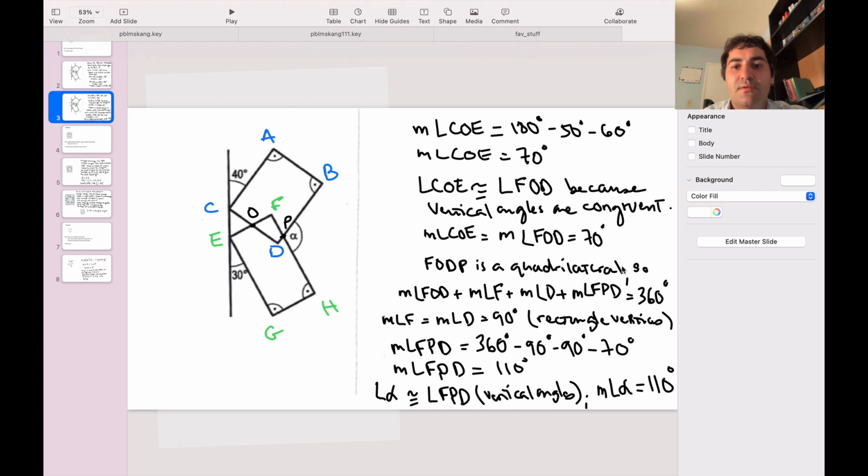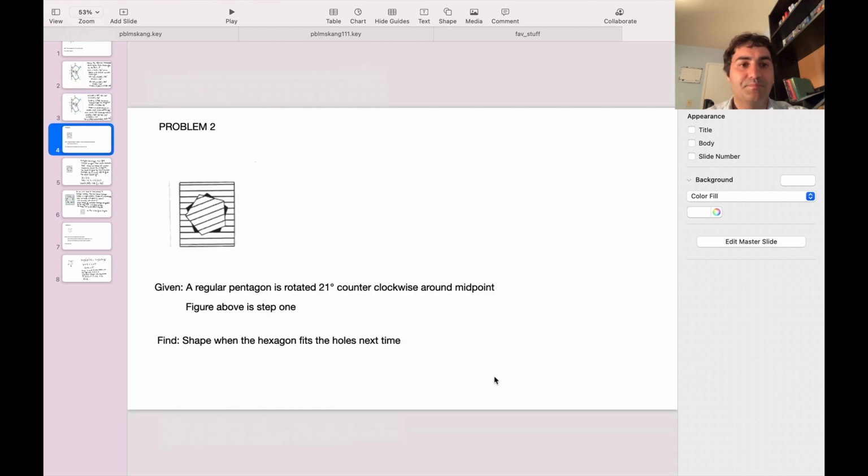FODP is a quadrilateral, so the sum of the interior angles is going to be 360 degrees. We know the measure of angle F is 90 degrees. We know the measure of angle D is 90 degrees. So if we solve, we get measure of angle FPD right here is equal to 110 degrees. So angle alpha is congruent to angle FPD because they're both vertical angles, so the measure of angle alpha is going to equal the measure of angle FPD, which is 110 degrees.